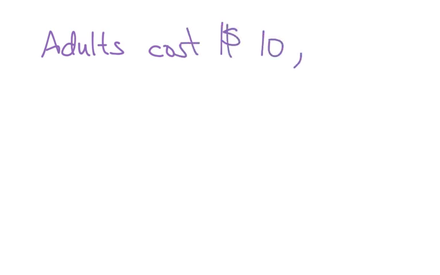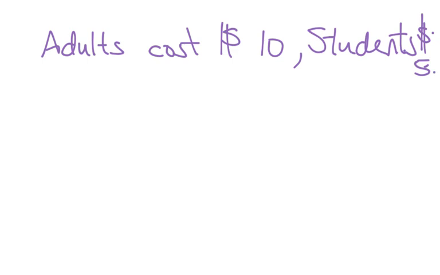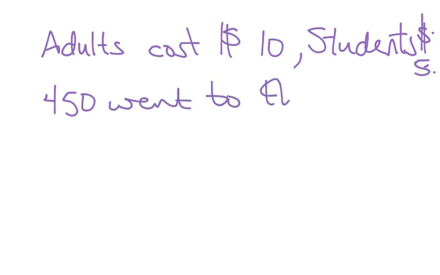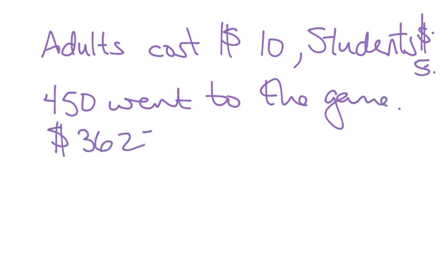The other standard story problem would be like adults and students going to a game. So the adults cost, let's make them $10. Students, $5. And they have a total of 450 people that went to the game. Okay, 450 people went to the game, and the revenue was $3,625.